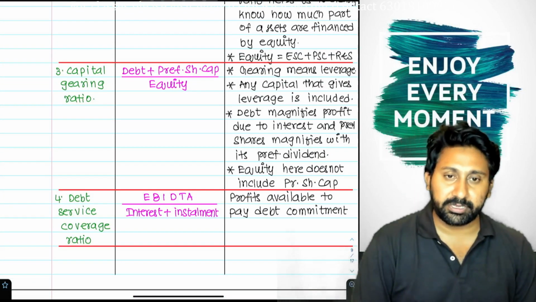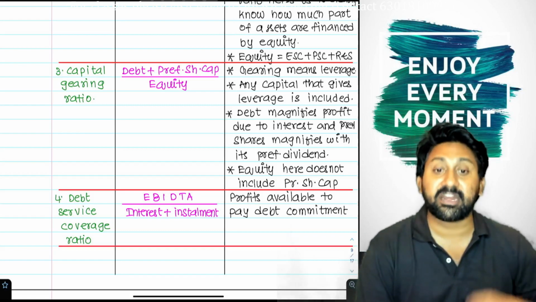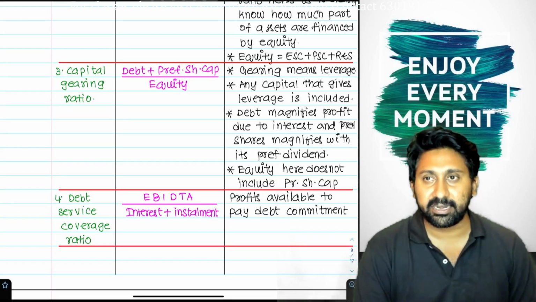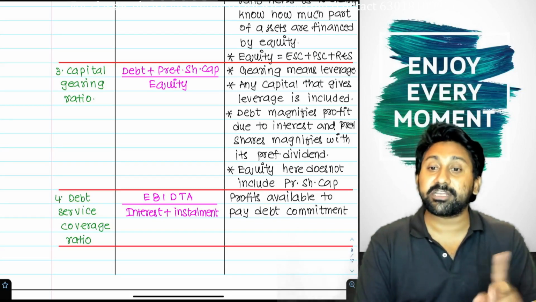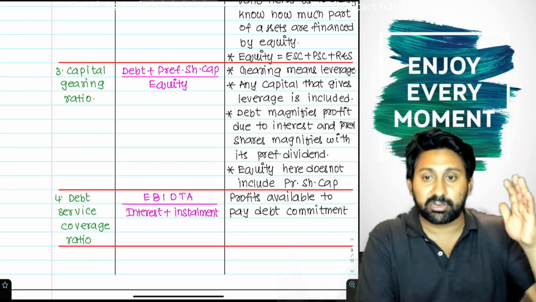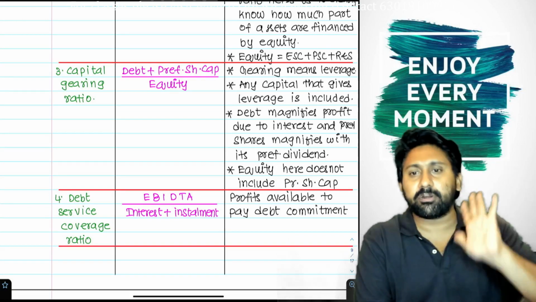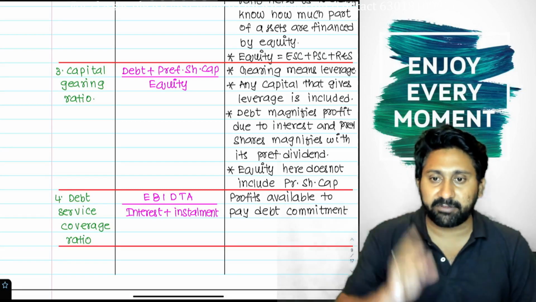Capital gearing ratio means, try to understand clearly, gearing means leverage. Leverage means advantage. You will not get leverage advantage because of equity. You will get leverage advantage because of debt, which has a high advantage. Low advantage of leverage will be with preference share capital. Okay, the leverage chapter we discussed.